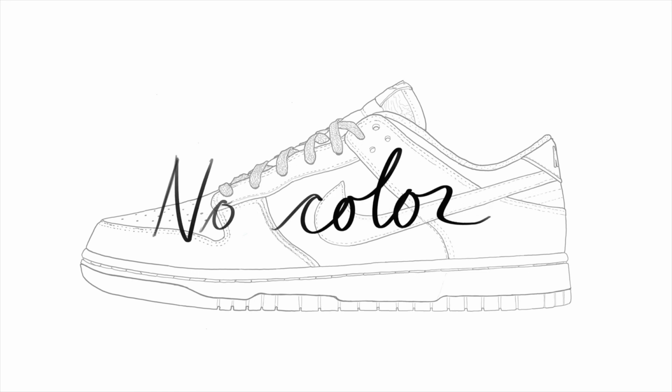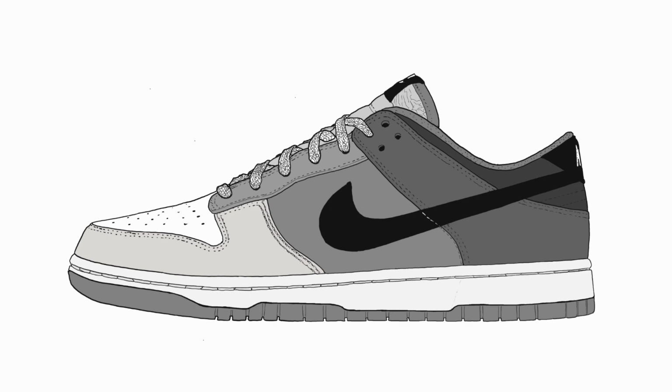Achromatic means no color. With this color group, we're just talking about white, black, and all of the grays in between.